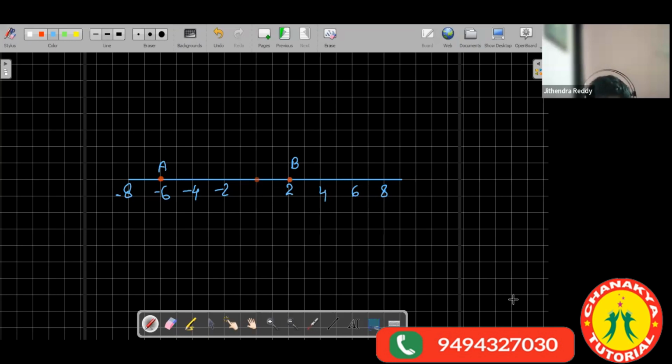Jitendra, what would be the distance? Yes, sir. What distance is traveled from A to B? -4.